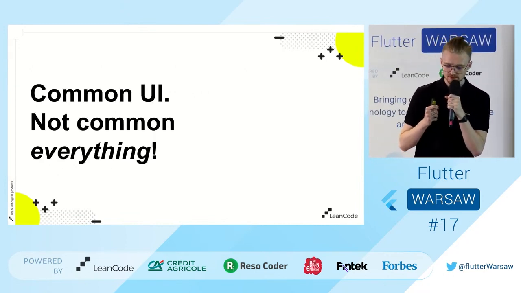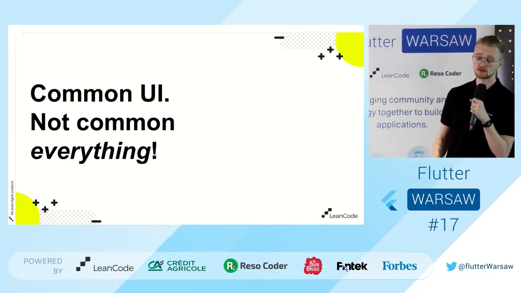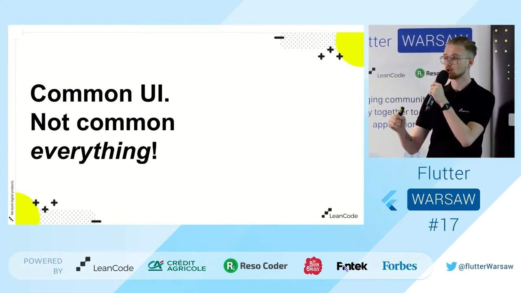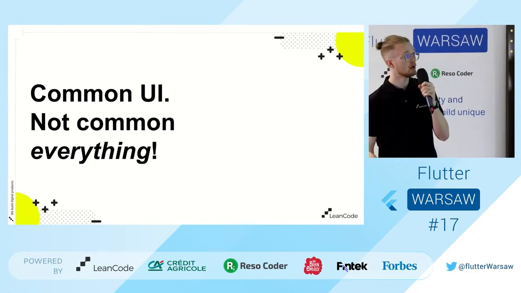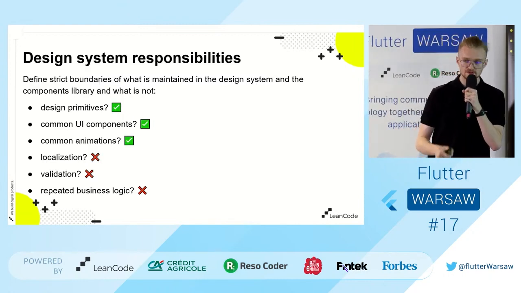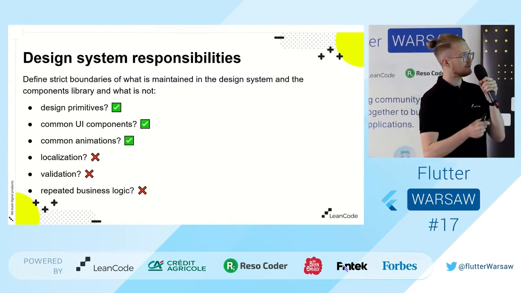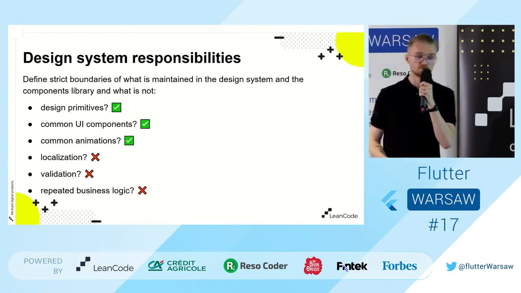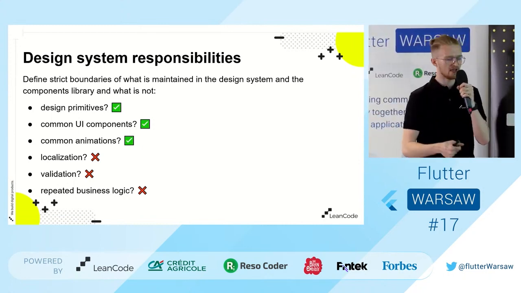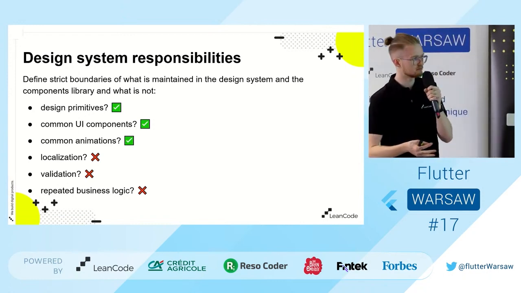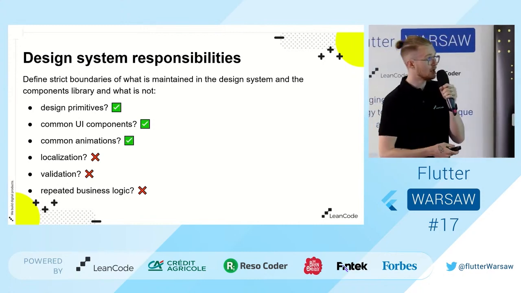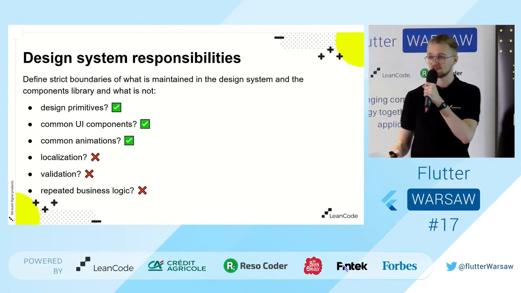And what Fiołek said: boundaries. The package's name was CABP Common UI, not Common Everything. So you need to draw boundaries somewhere. In the Common UI, we had design primitives, those basics from the style guide. We had the Common UI components, obviously. We had common animations that were coupled with the templates that accommodated them, but we didn't have the localization inside.